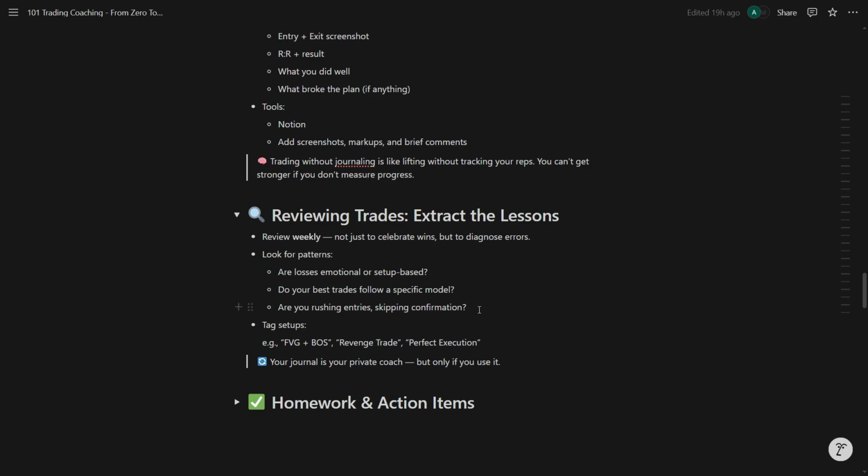You want to see a lot of things, and we're going to go deeper into this as well, because this is just the tip of the iceberg. You want to tag your setups, like I showed you. For example, did you use a fair value gap? Did you use a break of structure? Was it a revenge trade? Were you executing perfectly, etc.? Think of your journal as your private coach, but only if you use it. If you don't use it, it's like you're trading blindly. That's how important journaling is.